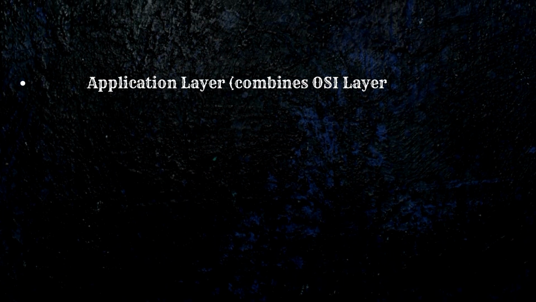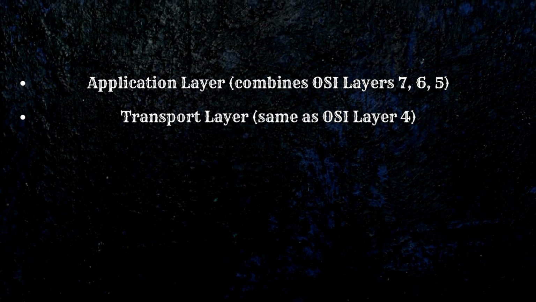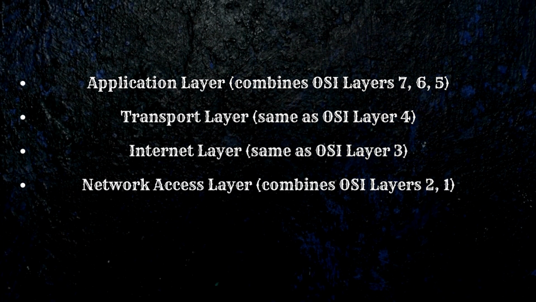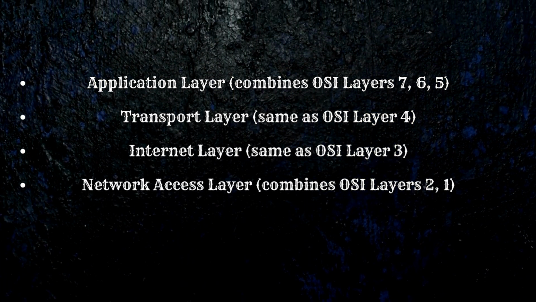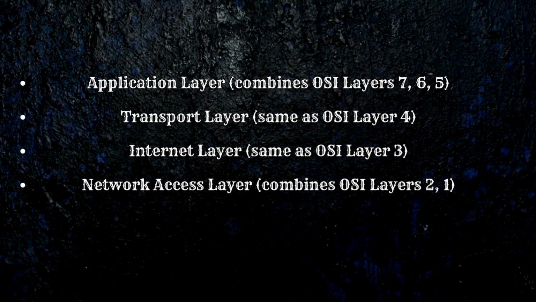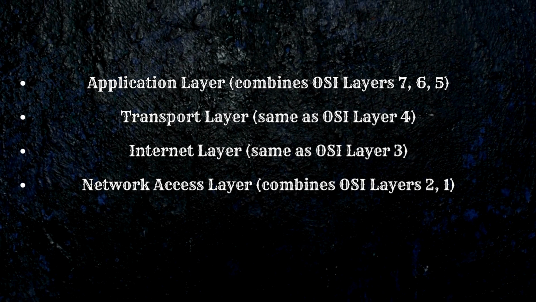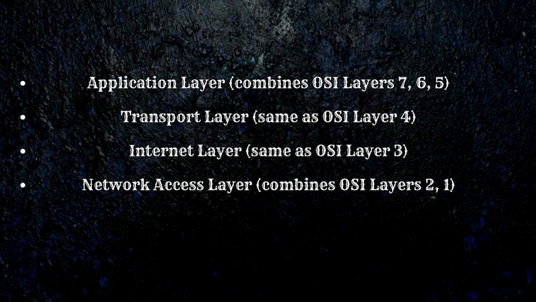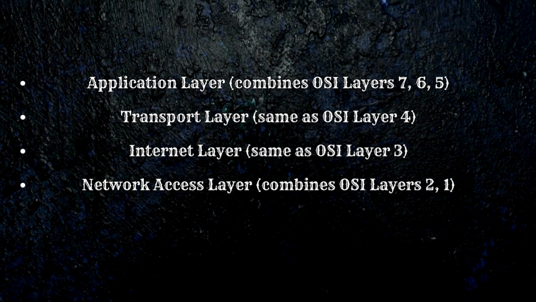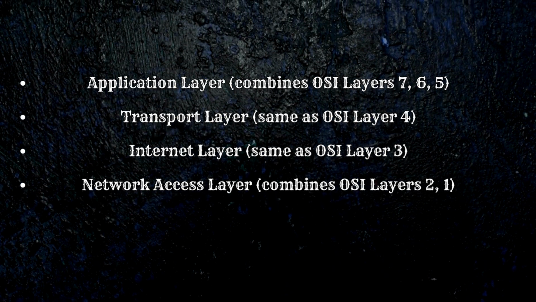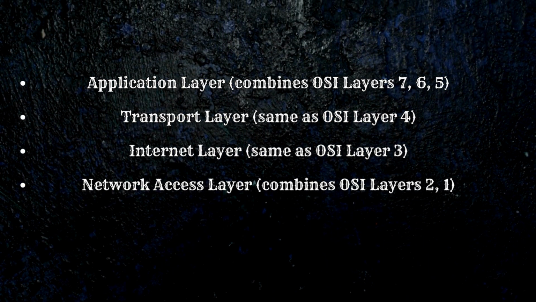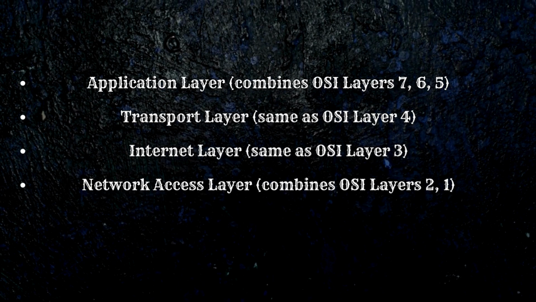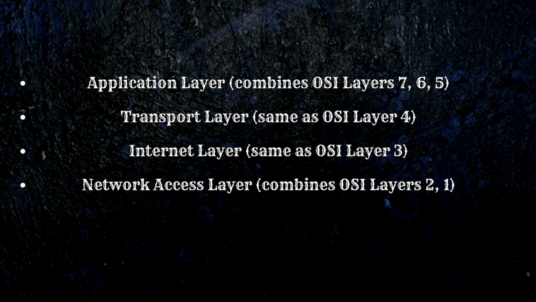While the OSI model is important conceptually, in practice, most networks today use the TCP/IP model, which has 4 layers. Application layer combines OSI layers 7, 6, and 5. Transport layer, same as OSI layer 4. Internet layer, same as OSI layer 3. And the network access layer combines OSI 2 and 1. For the Network Plus exam, know both models, but understand that the OSI model provides more detailed troubleshooting granularity.